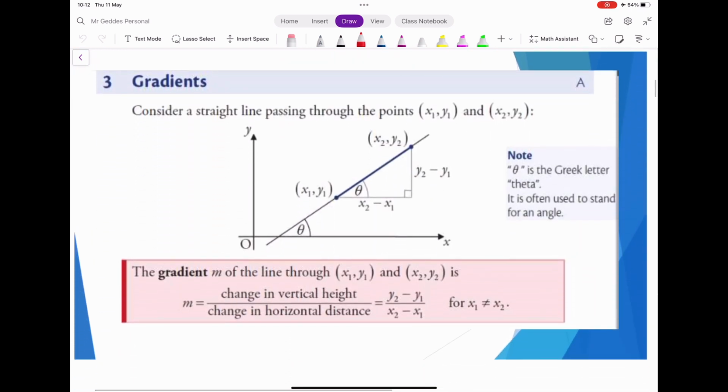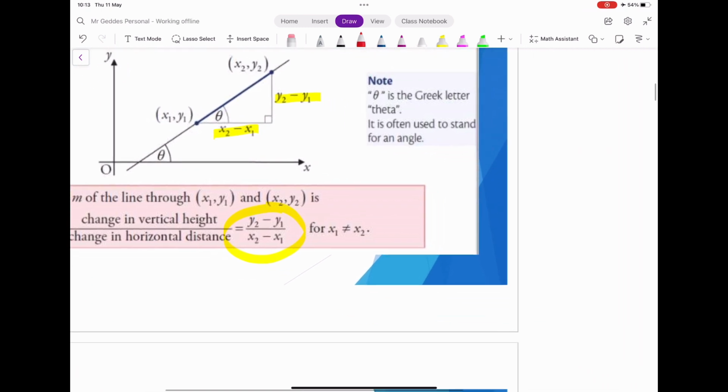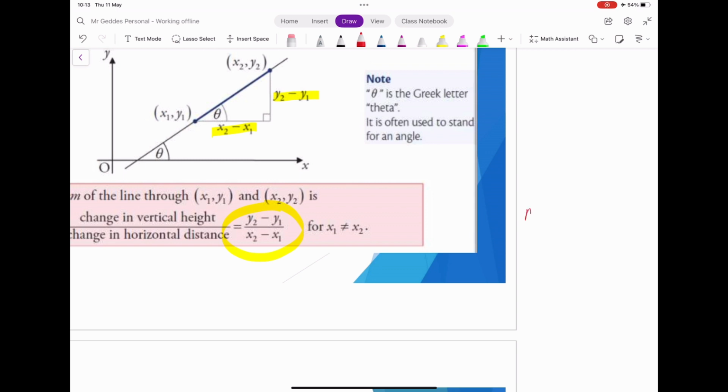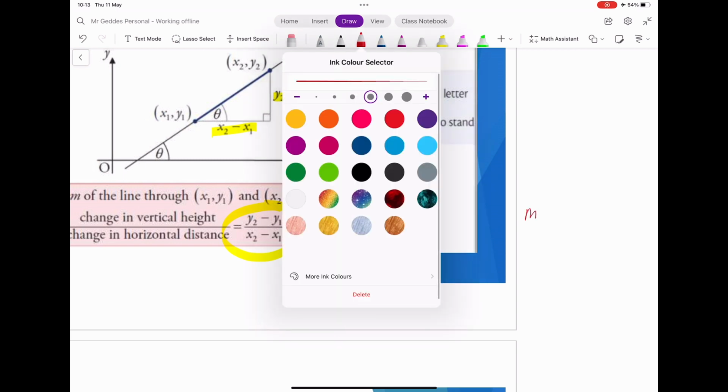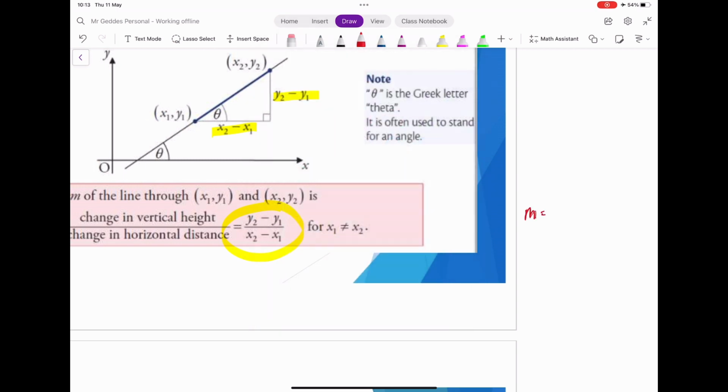So you'll recognise this from the previous lesson, except this time we've got the gradient formula at the bottom. We've got the y2 minus y1 over x2 minus x1 down here. And also remember that the label, the letter that we use for gradient is m. I want to write it over here like you're used to. Make it a wee bit bigger. This is y2 minus y1 over x2 minus x1.